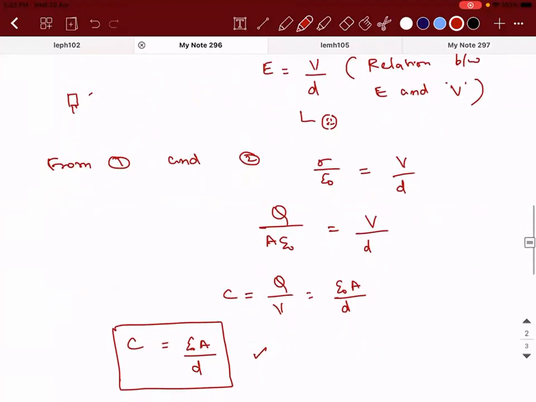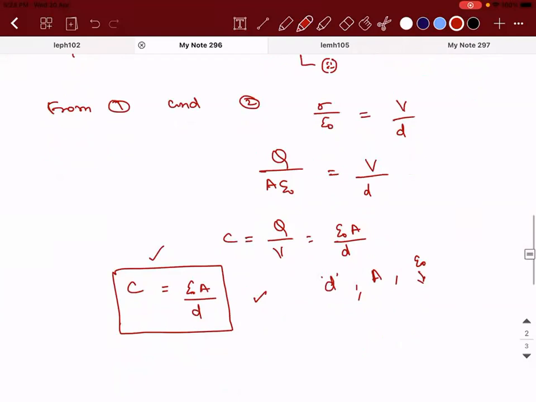So it is epsilon naught A divided by D. From this we can understand the parameters on which the capacitance depends. Yes, it depends on the distance of separation, it depends on the area of cross section, and it depends on the permittivity of the medium in between. In this case, we use air itself as a medium. So this is called the permittivity of the medium that is there between the plates of the capacitor. Am I clear with this, guys?